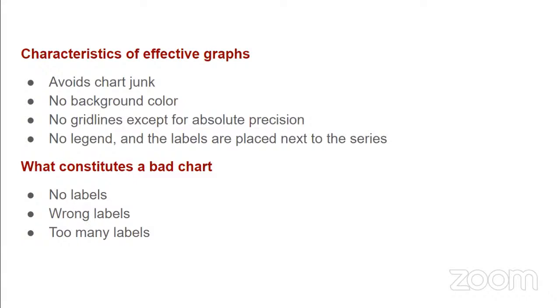Then of course, what constitutes a bad chart? No labels. A good chart should be clearly labeled. Wrong labels are very, very dangerous because they can pass a very wrong message. By a wrong label, you can find that somebody sometimes puts in the title that half of the population of South Sudan have attained university education, and then they put a graph there that represents a third. That is very, very bad. Of course, we should not have too many labels. Too many labels is also a characteristic of a bad chart.